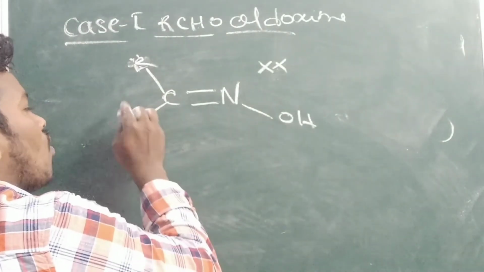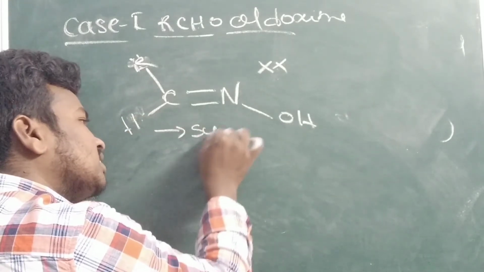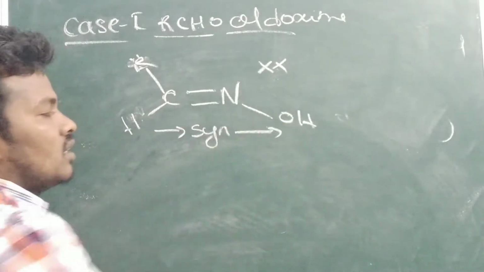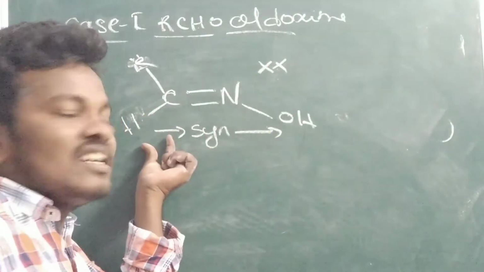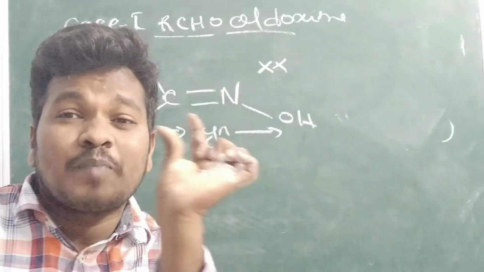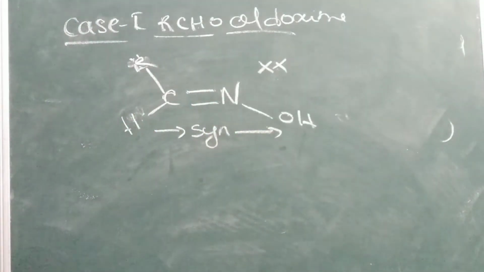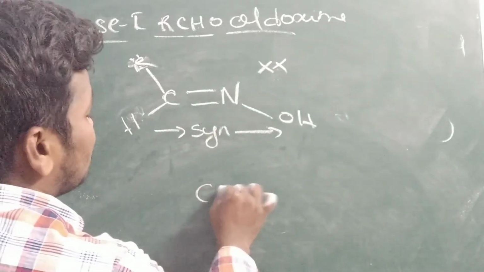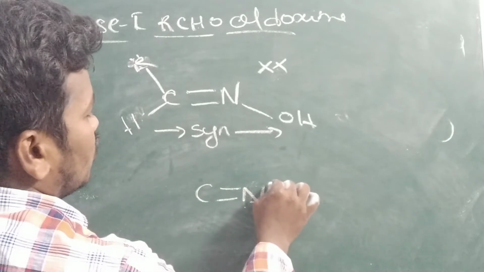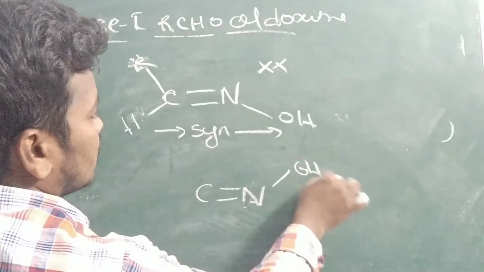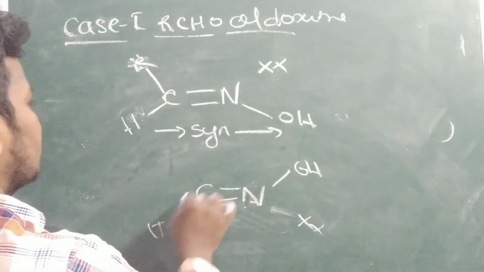Always remember, OH and H presented on the same side, that is called as a syn. What is the condition? OH and H should be presented on the same side. For example, if OH and H are presented on the opposite side, so OH here, lone pair, here H.